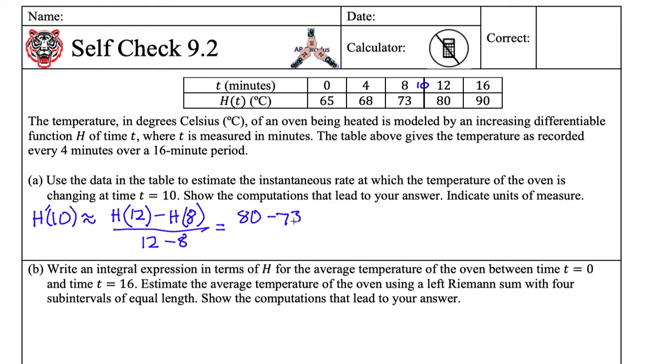I can write it slightly neater. And this is all going to be divided by 4. That's 7 on the top, 4 on the bottom. Okay, I could just leave this as 7/4. Indicate units of measure. We're degrees Celsius divided by minutes, so degrees Celsius per minute. Degrees Celsius per minute.